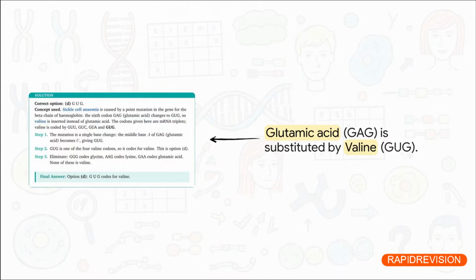So the crucial takeaway here is the exact logic behind it. It is literally a single base change. The middle base, A, is substituted by U. This turns the codon GAG, which usually codes for glutamic acid, into GUG, which codes for valine. A change of a single letter distorts the shape of the entire red blood cell into a sickle shape. GAG to GUG, glutamic acid to valine. You need to lock this in your memory.